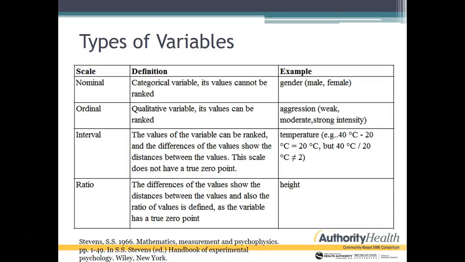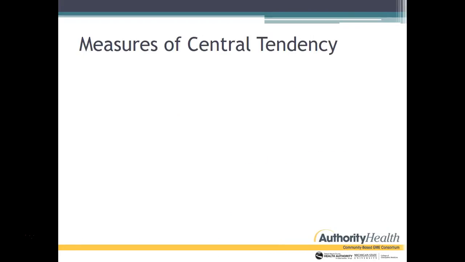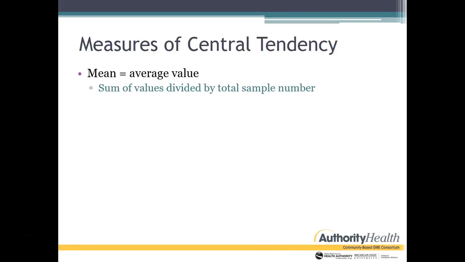And then we have ratio, and ratio are just interval with a true 0 point. So these would be things like height and weight. So it's important to have a working knowledge of these 4 types of variables. All right, let's get started on measures of central tendency.